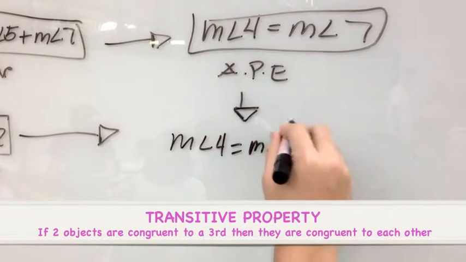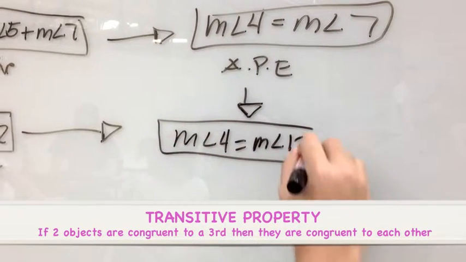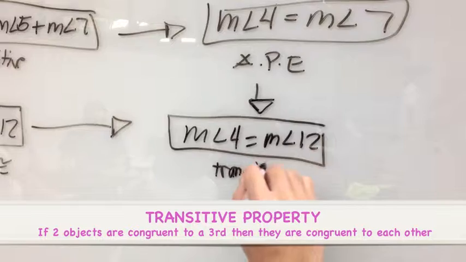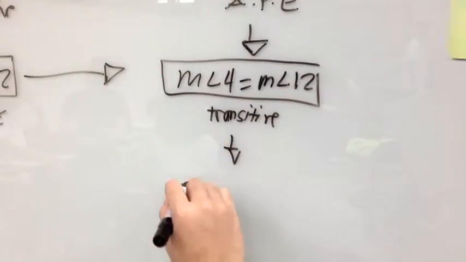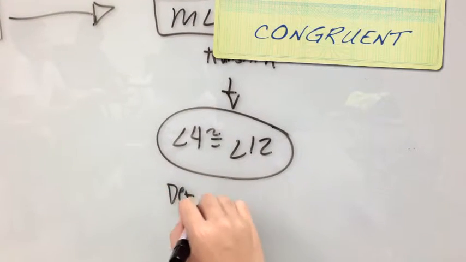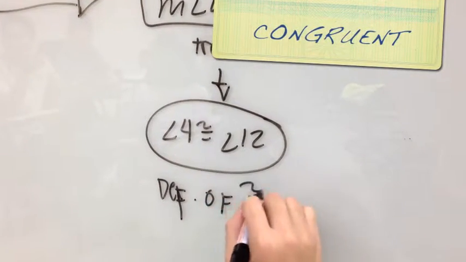This again is transitive property, wherein if two geometric objects are congruent to a third geometric object, then they are congruent to each other. Having seen all of this, we can now say that angle 4 has the same measure or is congruent to angle 12.